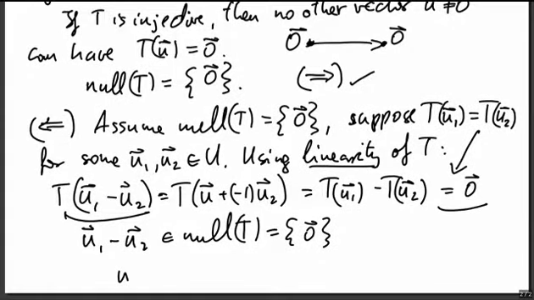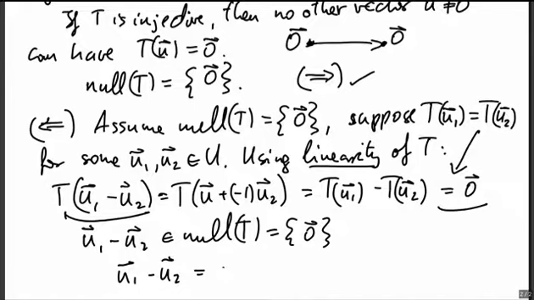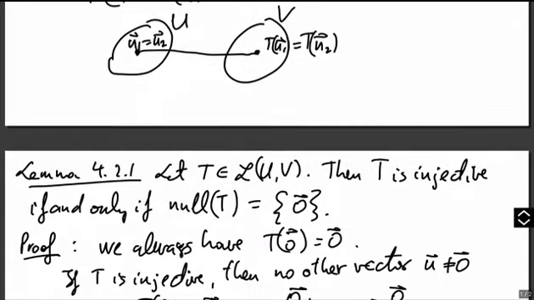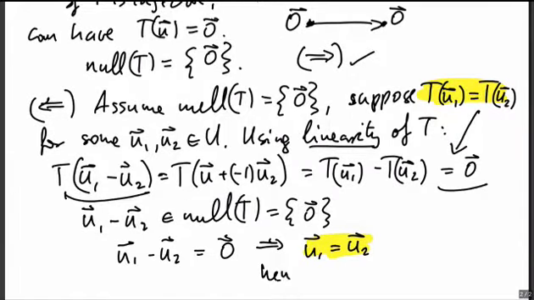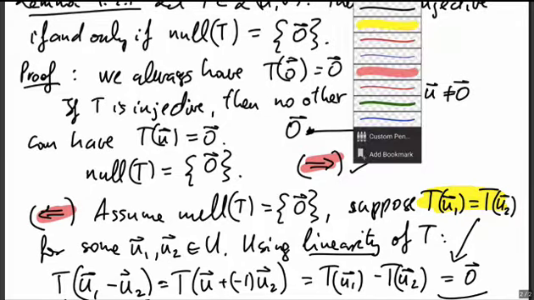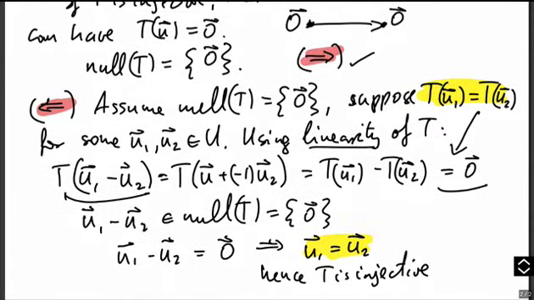So that means u1 minus u2 equals the 0 vector, and then from here we can rearrange this equation and we get that u1 equals u2. As I also formulated injectivity, if two values are the same, that means we started from the same place. This is one form of stating injectivity. So that means T is injective. With this we proved both directions, and that means we have the if and only if statement finished.